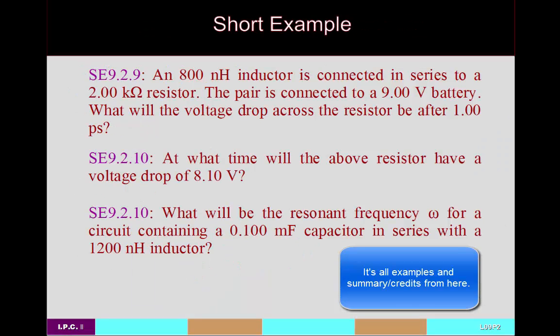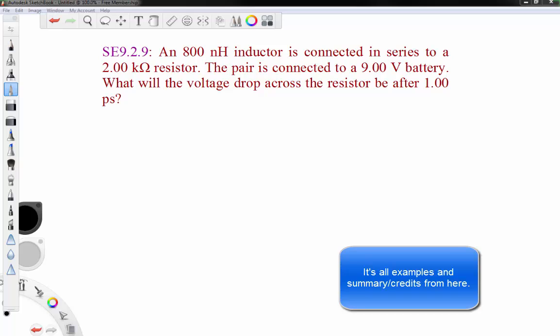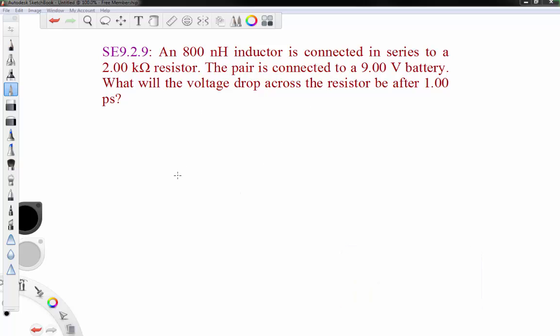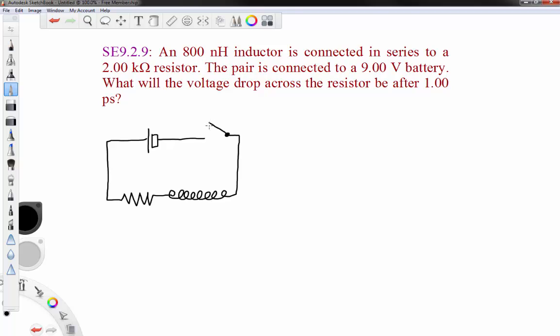So let's look at a few last examples. In our first example, we have an 800 nanohenry inductor connected in series to a 2 kilo ohm resistor, and that's connected to a 9-volt battery. Maybe we should start by drawing a diagram of this circuit. Basically, you have your 9-volt battery, a resistor somewhere, and an inductor somewhere in the circuit. These are all in series, and there's a switch, and this switches so that it is closed.